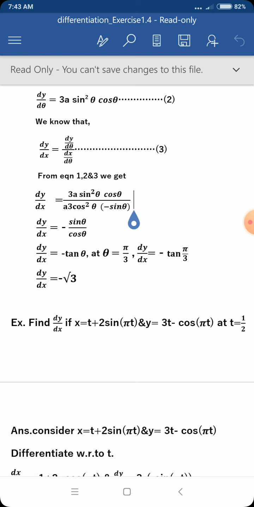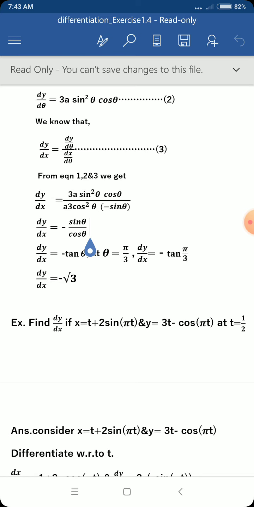Now here 3 upon 3 cancels, a upon a cancels, sin theta upon sin theta cancels, cos theta upon cos theta cancels. Remains only dy by dx is equal to minus sin theta upon cos theta. We know that sin theta upon cos theta means tan theta. Therefore, we get dy by dx is equal to minus tan theta.